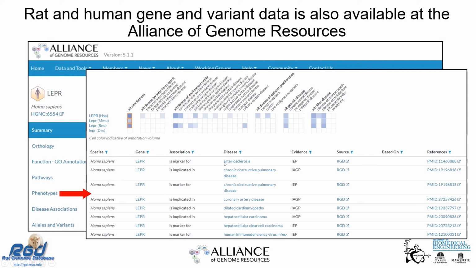Here we have the evidence codes that are assigned. These are all derived from RGD. The evidence codes that are assigned determine what the association is between the gene and the disease. And so it's actually spelled out that in this case, because it's based on expression pattern, Lepr is a marker for arteriosclerosis. But in this case, because it's based on genetics, Lepr is implicated in dilated cardiomyopathy.